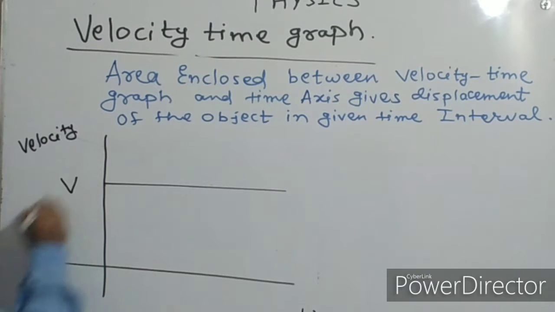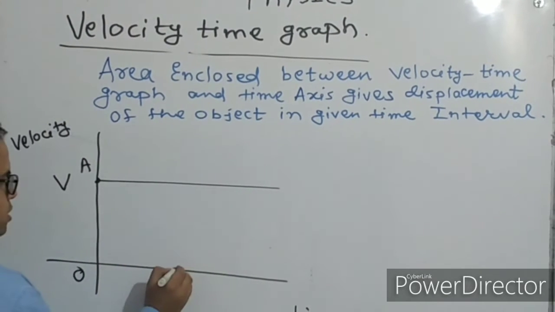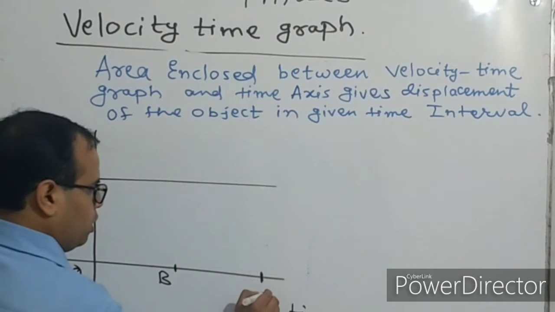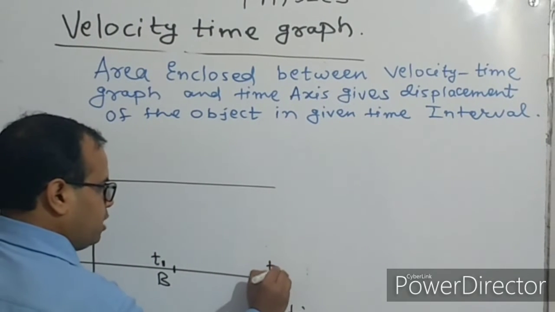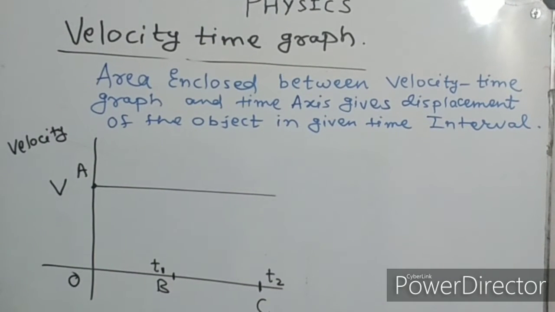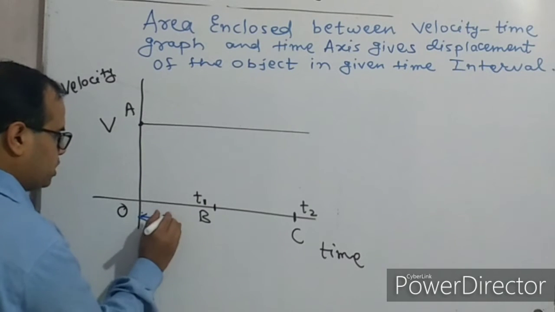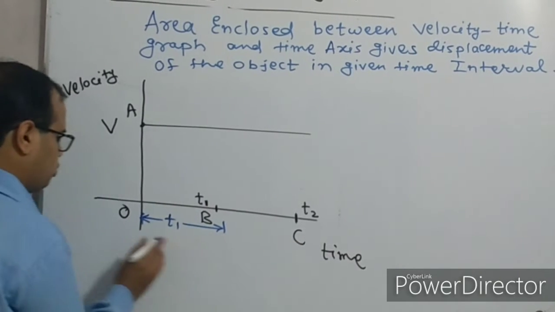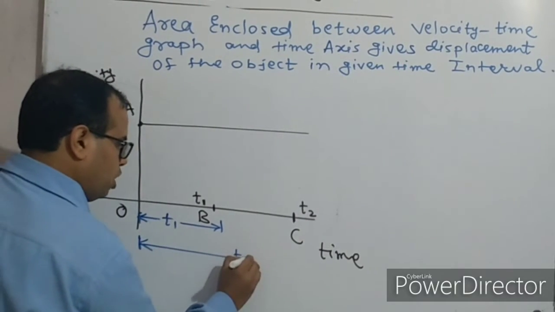Suppose that this is the velocity v. This is point O, this is point A, and say this is point B, this is point C. Now at this point of time the time is t1, at this point the time is t2. If this is t1, it means that from 0 to this the time is t1. So this is actually t1. When we say this is t2, it means that from here up to here the time is t2.